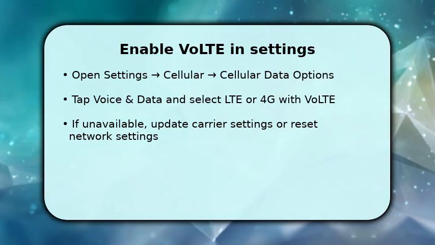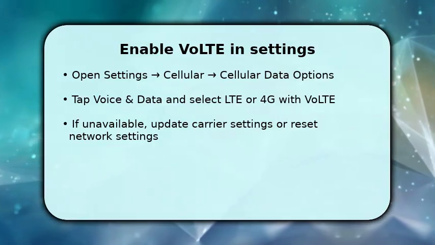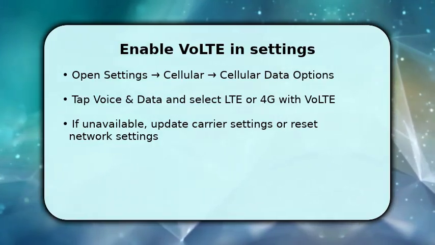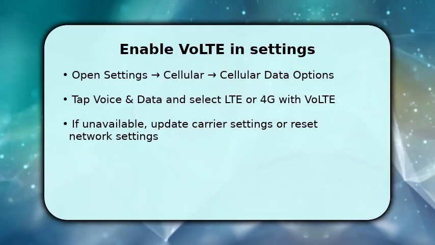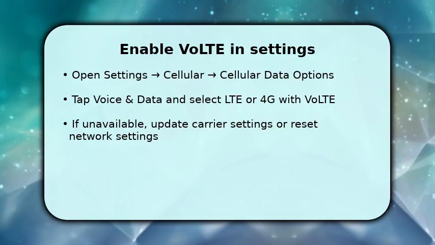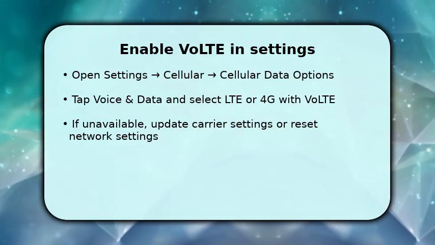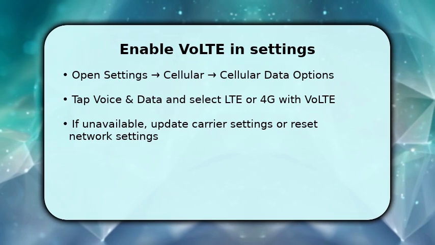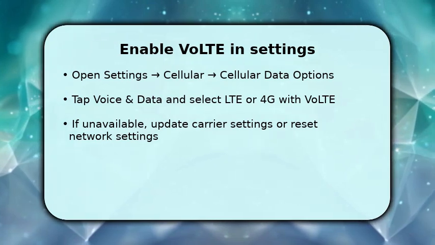If the VoLTE toggle is missing, make sure carrier settings are updated, accept any prompt, or perform a network settings reset. This refreshes carrier provisioning without erasing content. Once selected, make a test call to confirm voice uses LTE, rather than falling back to 3G.